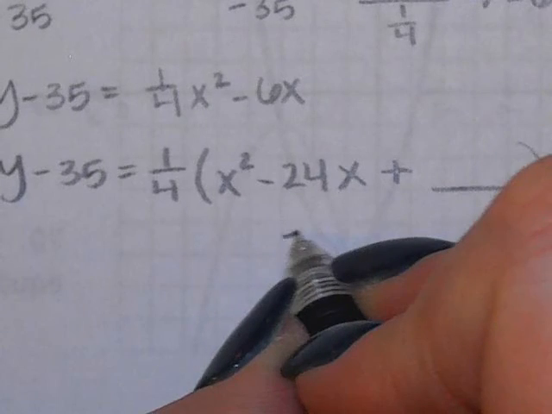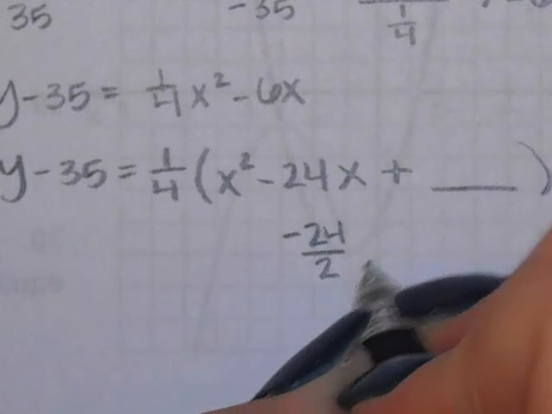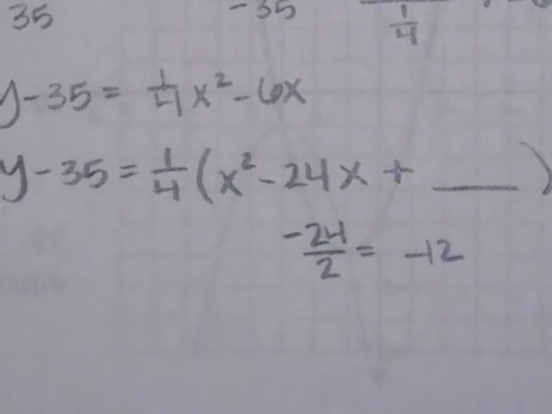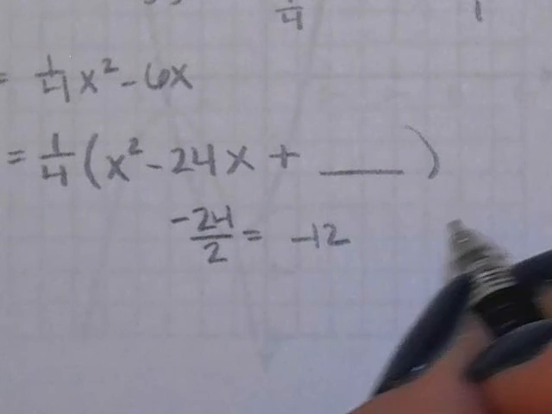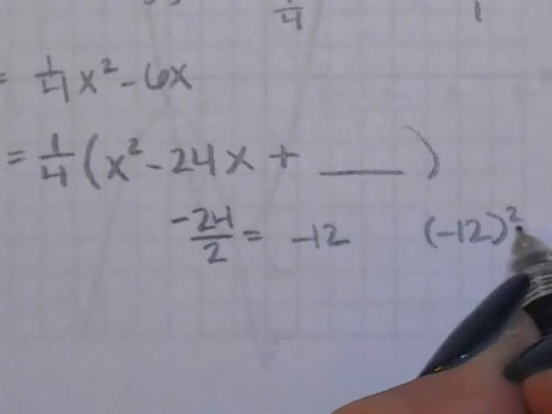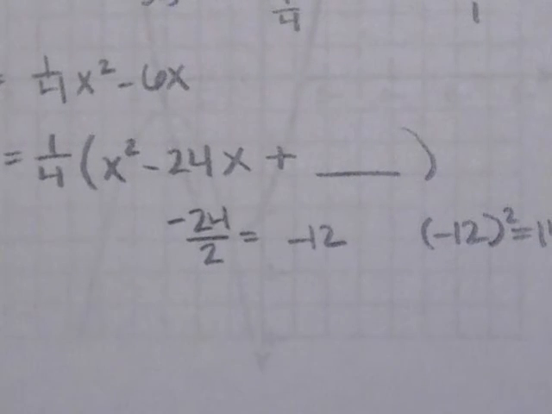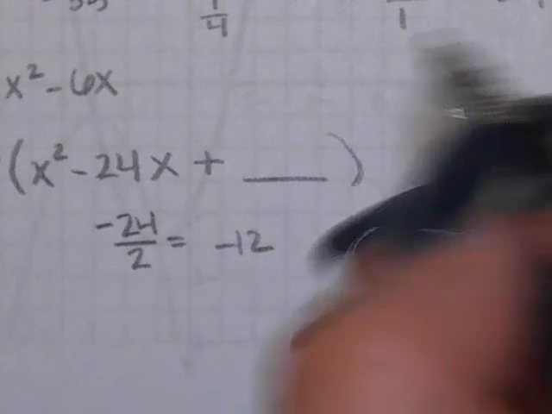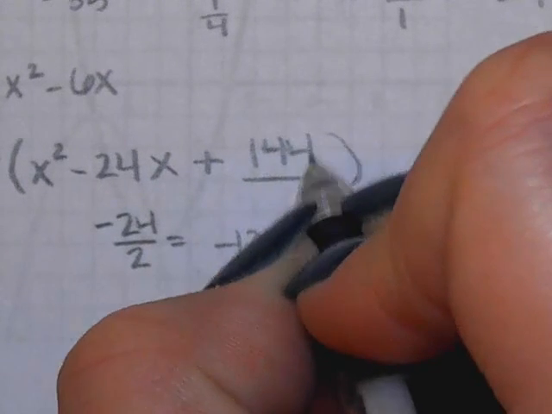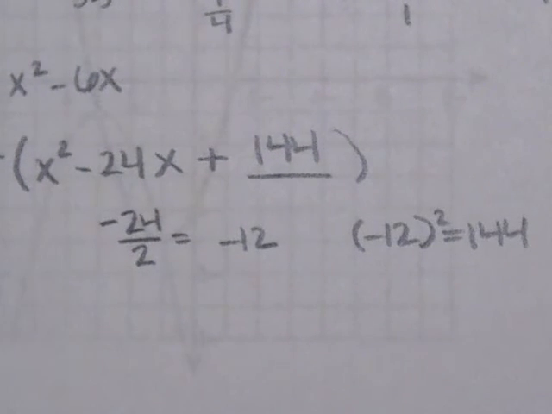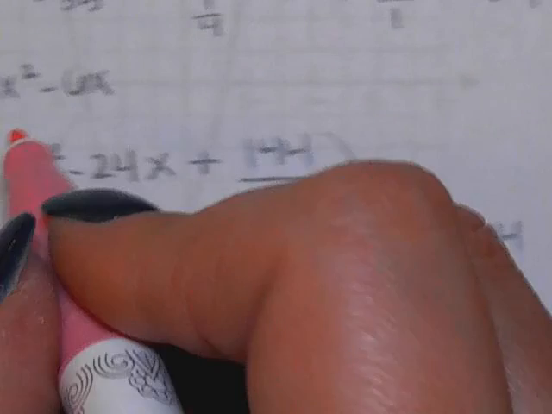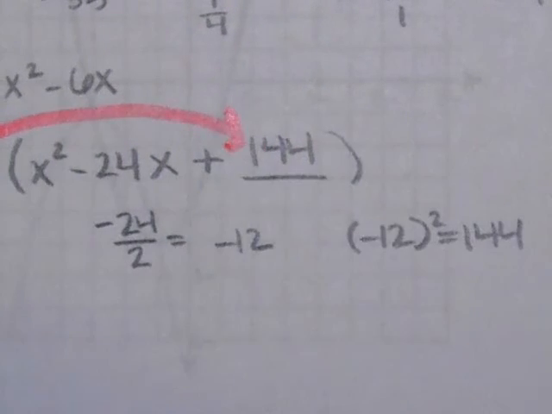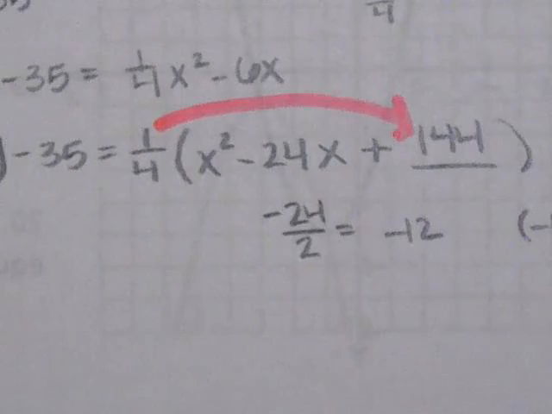Yeah. All right, so -24 divided by 2 is -12. -12 squared is 144. But I didn't really add 144. I added less. I added 36 because 1/4 times 144 is 36. So I really added 36.